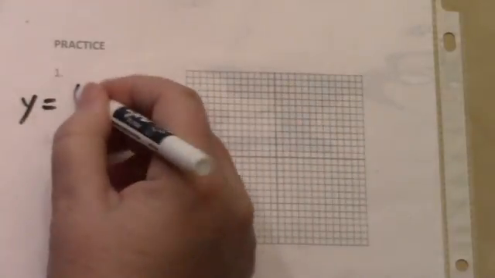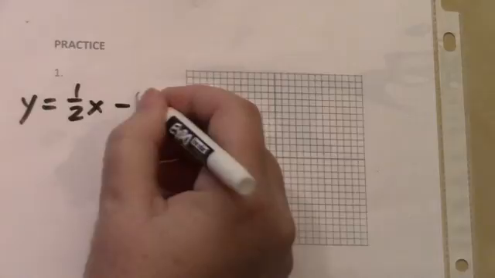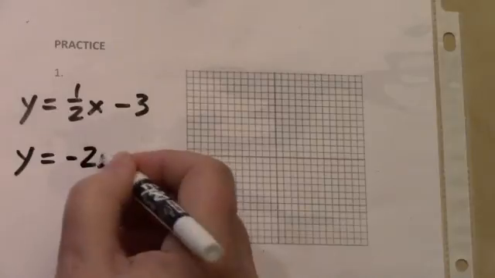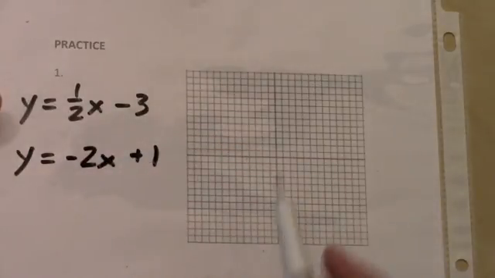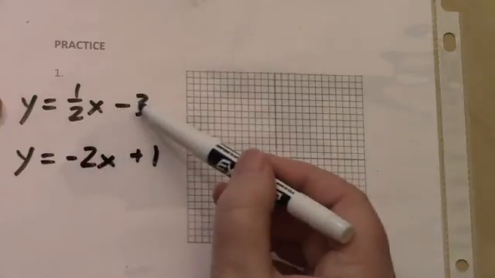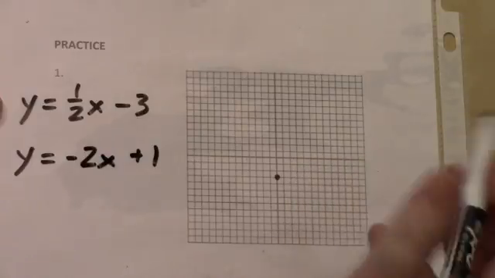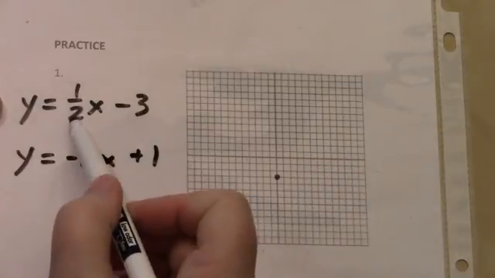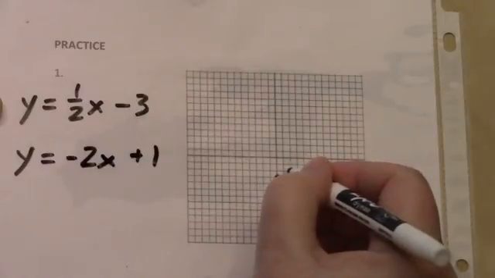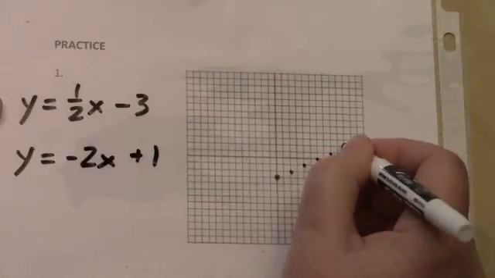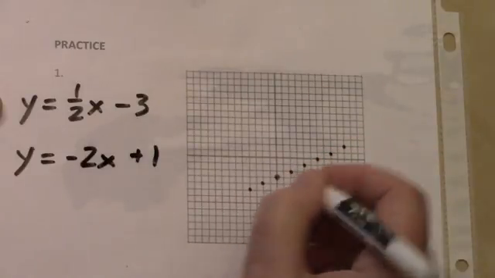So let's go ahead and do some practicing. Let's start with the line y equals 1/2 x minus 3. And let's do another line, y equals negative 2x plus 1. So we graph the first line. We start at negative 3, 1, 2, 3. Our slope is 1/2, which means up 1 over 2, up 1 over 2. And here we have our first line.